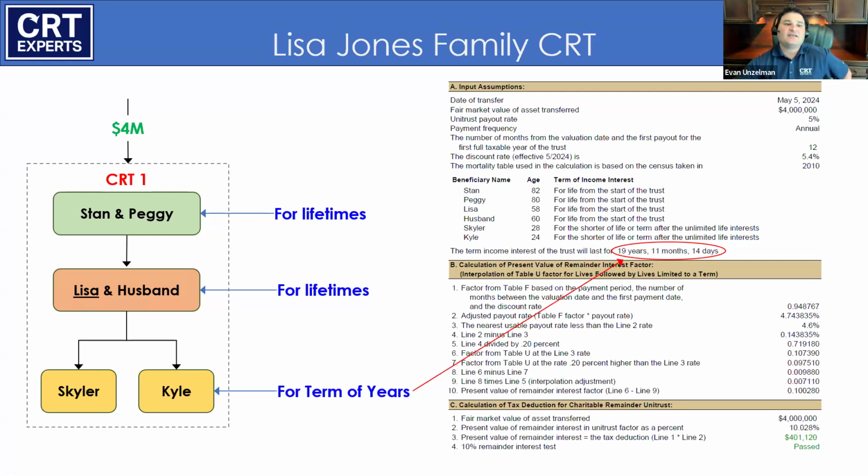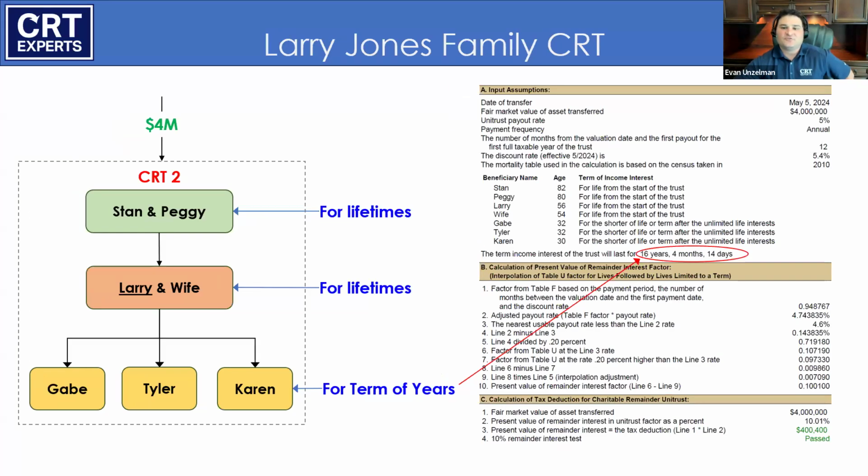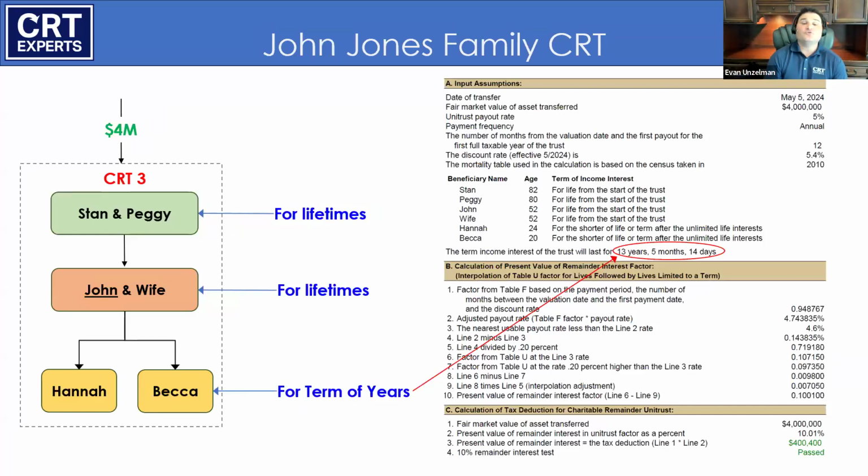Of course, as the kids get a little bit older or younger, sorry, it's that 10% test. You can see down here, we're at 10.01. So we're right at that line of meeting that 10% test. And we can see to do that for Larry's family, we're at 16 years, 4 months, 14 days. And then for John, who's the youngest, for his family, for his two daughters, that successor term, we're at 13 years, 5 months, 14 days. So that's how we're maximizing the duration.